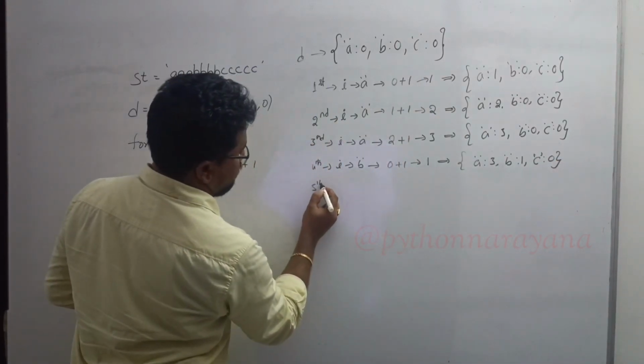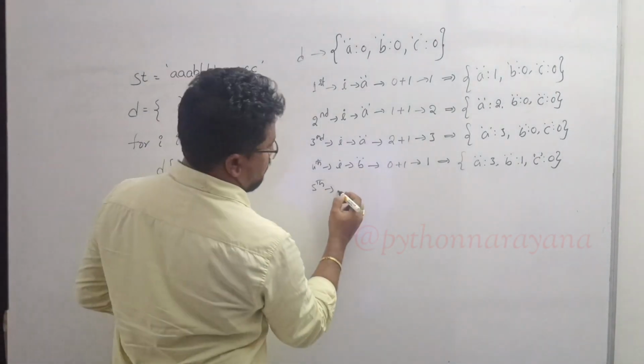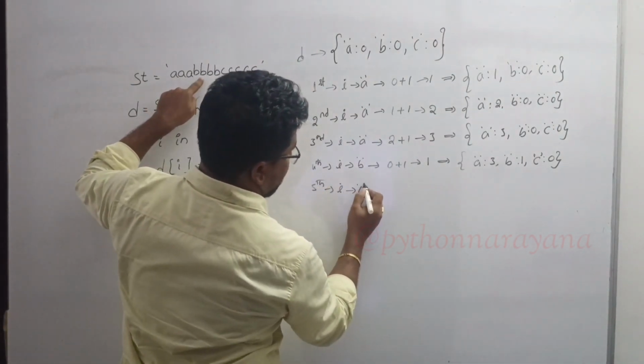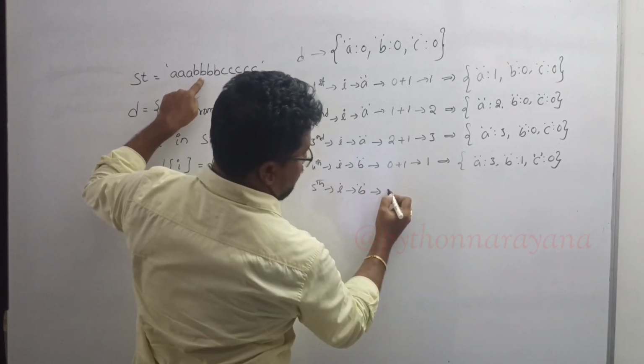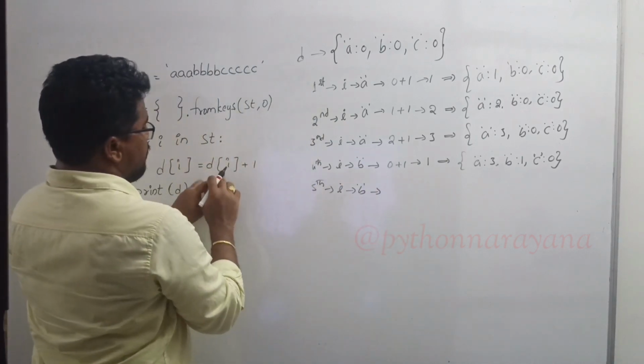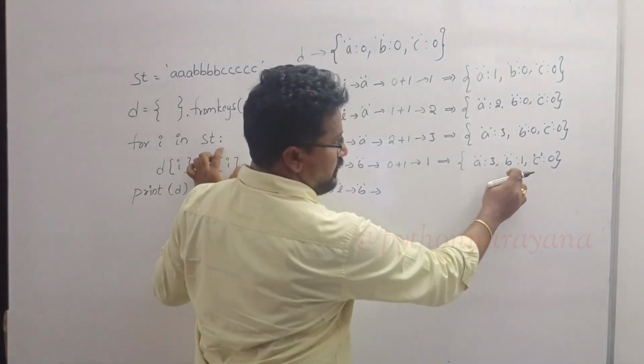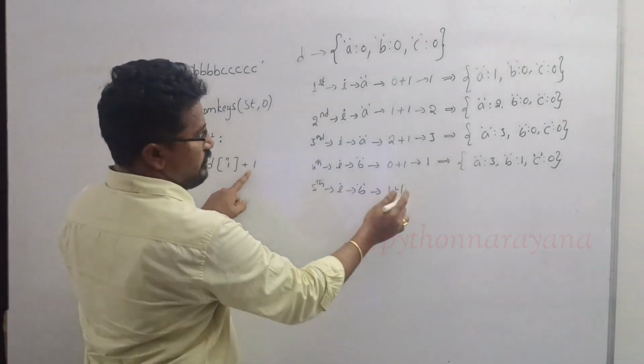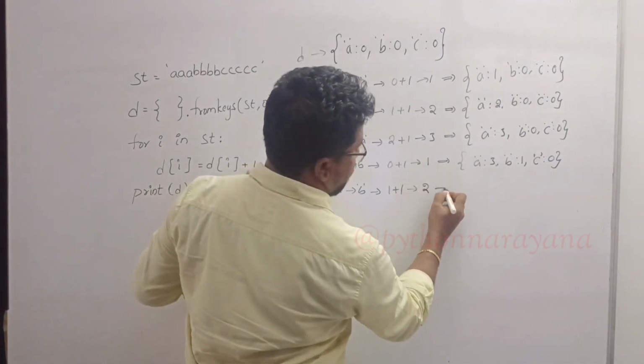Next, fifth iteration here, same. I value what again? Second B, right? I value again second B. Okay. And now D of B. Right now D of B value, what's the value? 1. So 1 plus increment by 1. 1 plus 1, 2, right?